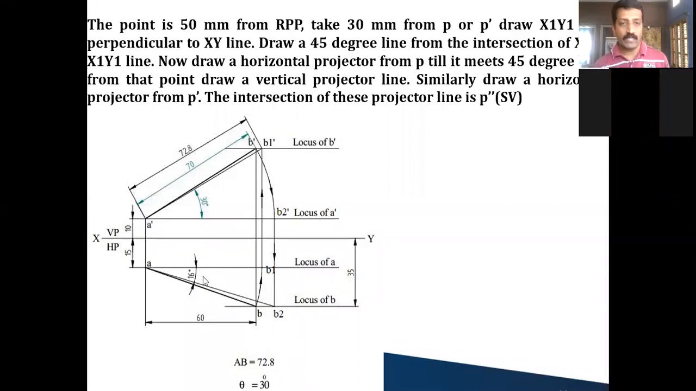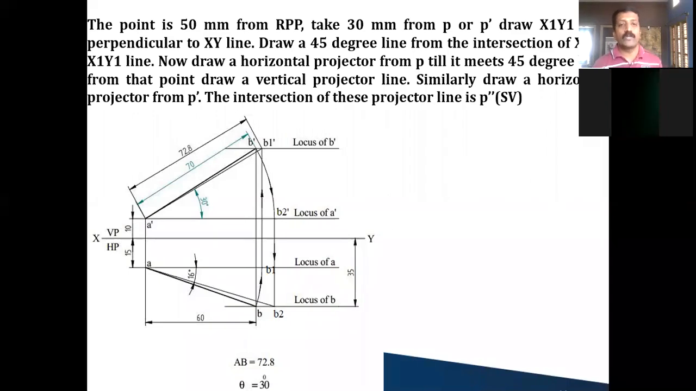Now the shortcut method, what I have told: AB2, because the true length remains same, you can take this distance from A dash, you can cut so on the same locus of B. So you're going to get B1 dash.